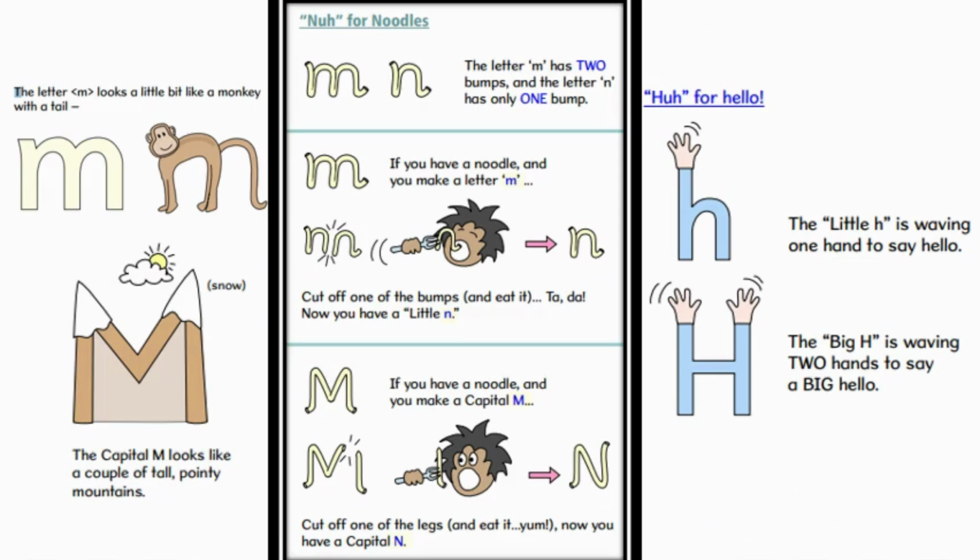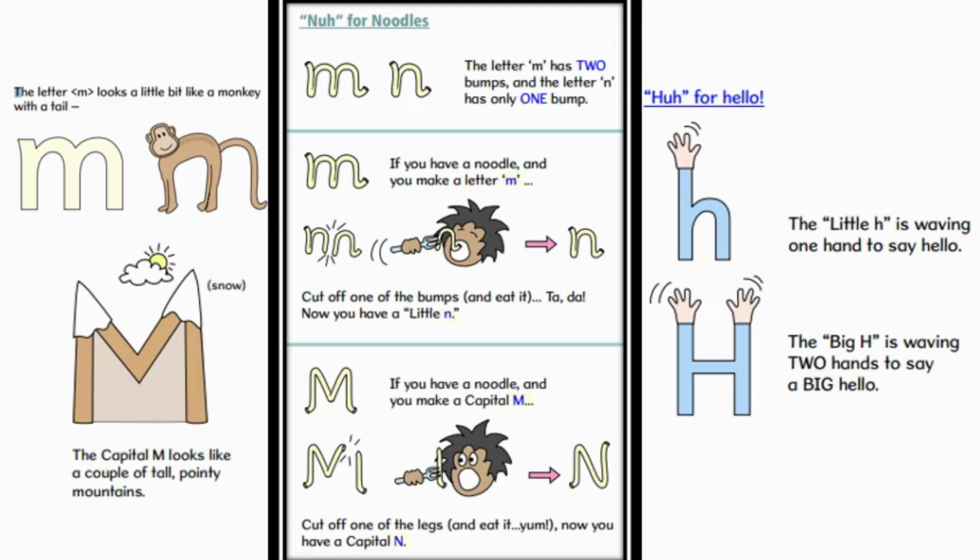Do you all remember the letters we learned this week? Yes, we learned the letter M. What is the sound of M? So what is the shape of little m? The little m looks a little bit like a monkey with a tail.